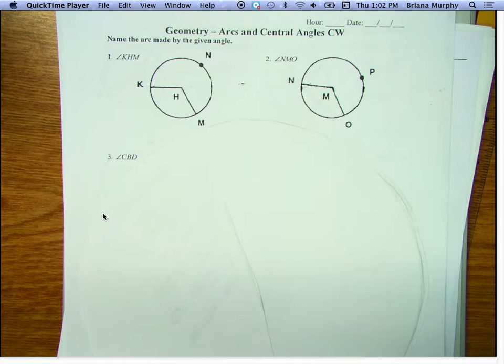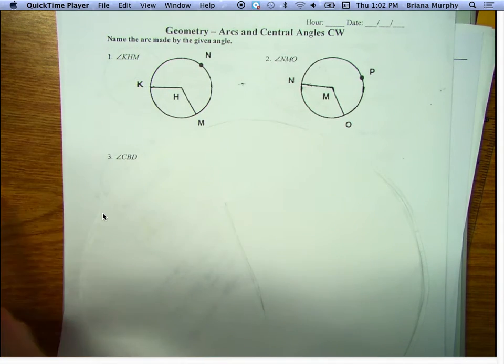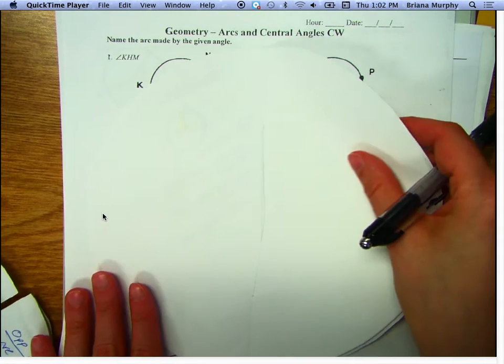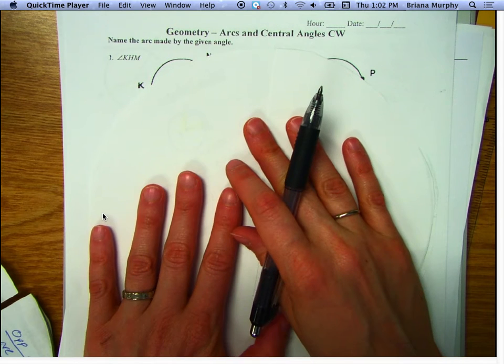Look at central and inscribed angles. So first we're going to look at central angles. Okay? Central angles, and we're going to put this in our circle book so we can use it on our quiz on Monday.